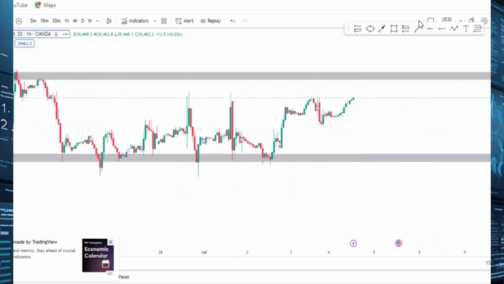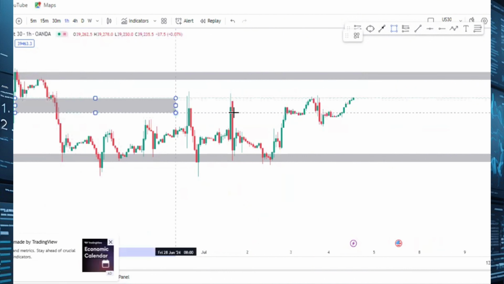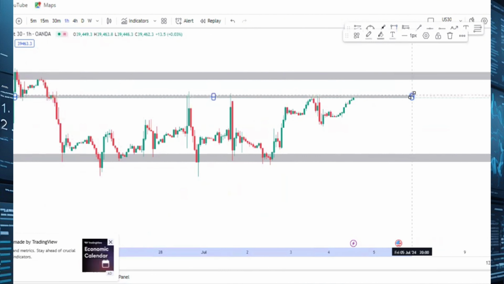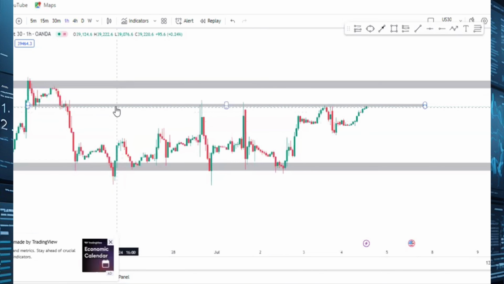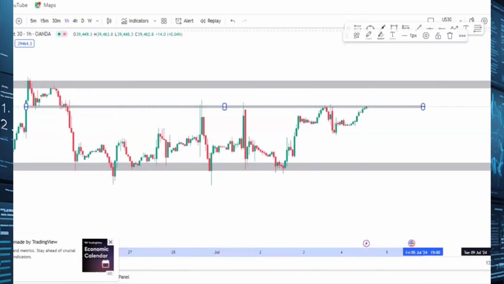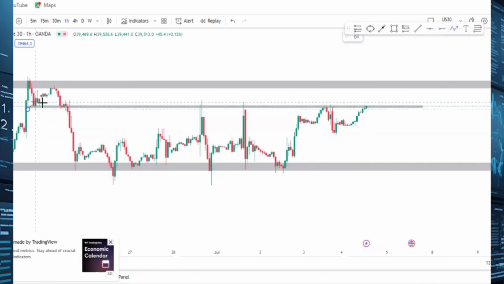All right, now if you can see this level, this is a former support around this level. If we extend to this level, the market is currently giving us a resistance. You understand? This is a resistance. What do we have here? It's very, very clear. This is a resistance here. This was a former support.